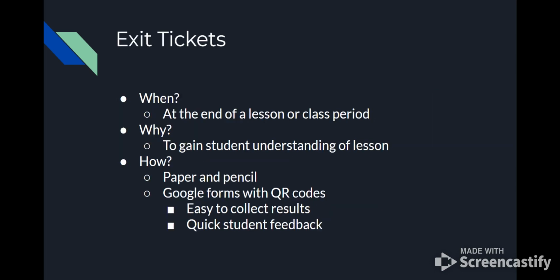One type of informal assessment would be exit tickets. These can be used at the end of a lesson or class. They are used to gain student understanding of lessons. They can be given with paper and pencil or enhanced by using Google Forms and QR codes to access the tickets. Using Google Forms allows teachers to collect the results easily and reference the results in one location. Students also receive immediate feedback, which is another advantage.